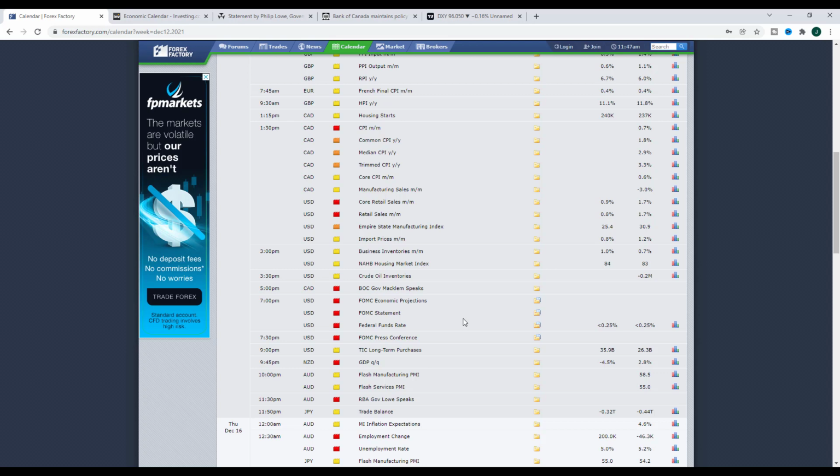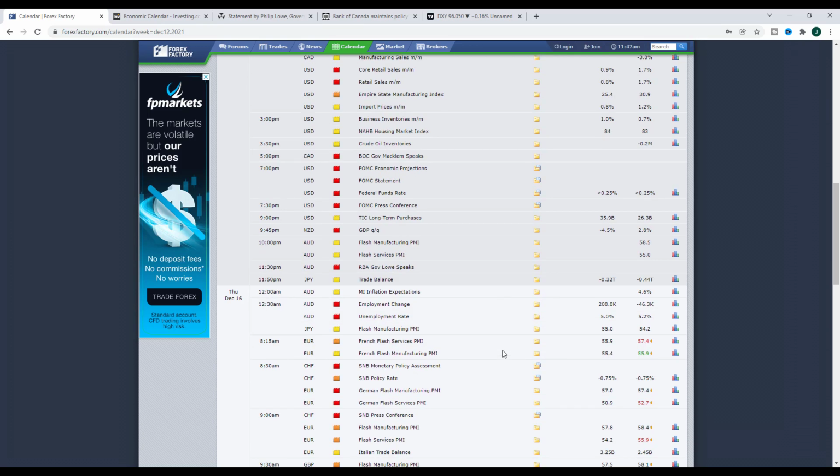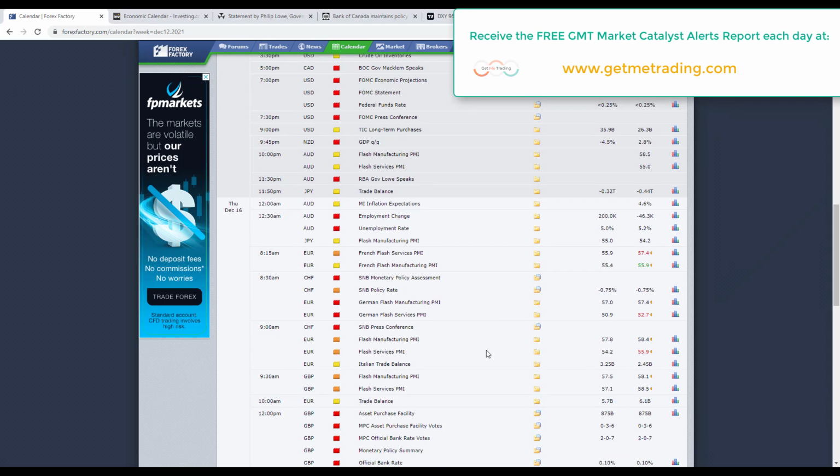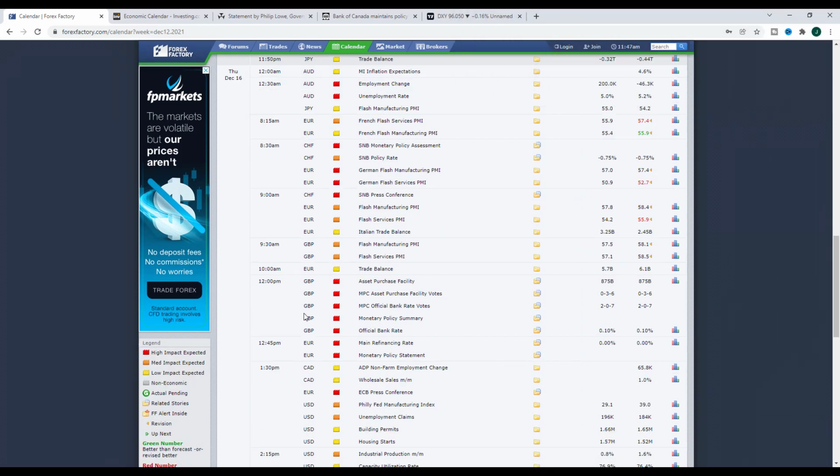So FOMC really is the big one going into next week, but you can also see next week we have GDP out of New Zealand, we have some employment data out of Australia, but more importantly, you can see we have more interest rate decisions down here out of the UK, we have an interest rate decision out of Europe, and we also have an interest rate decision out of Switzerland. So the first thing to note is there's a lot going on next week.